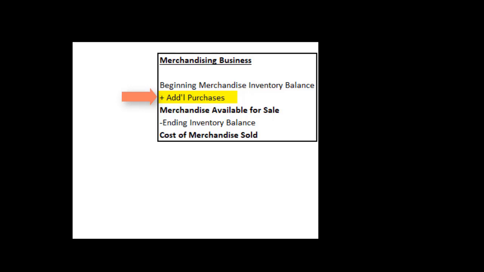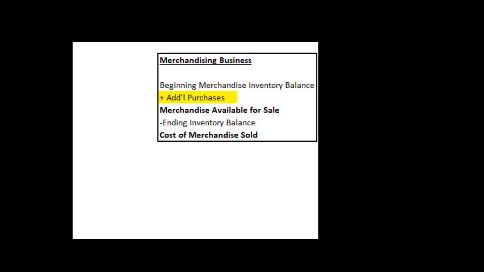We would have merchandise available for sale to customers, right? And then if we have sales to the customer, cost of merchandise sold, then we would know the ending inventory balance. If the cost of merchandise sold is unknown, we could take the ending inventory balance, which we would know, subtract that from the merchandise available for sale, and we would arrive at the cost of merchandise sold. Now, this is a merchandising business.